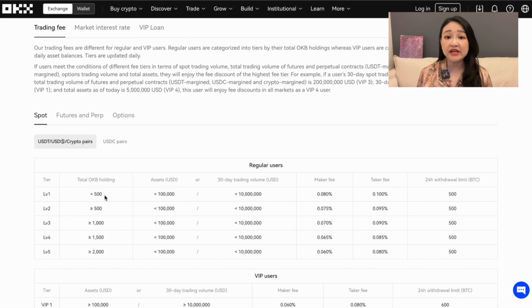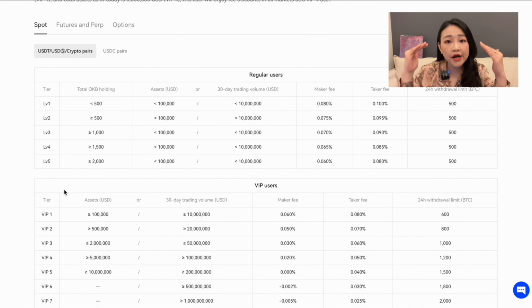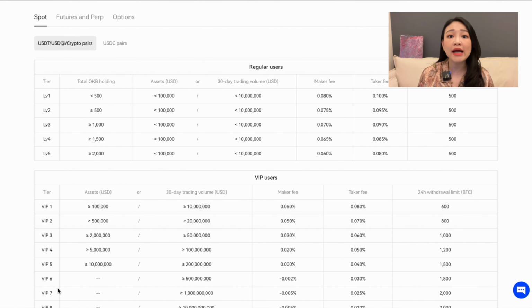OKX applies a tier fee structure both for spot and future trading, meaning that the higher you rise in the tiers, both your maker and taker fees will decrease. Therefore, it is desirable to rise in the tiers. So let's have a look what type of requirements you have to fulfill to rise in those tiers.